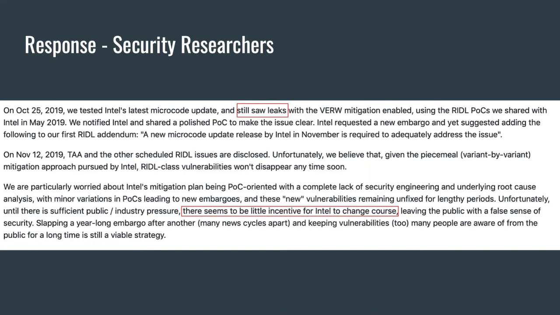And there seems to be little incentive for Intel to change course. There's no pressure from consumers to patch up these security vulnerabilities. The mitigations that they have released are not enabled by default. As a user, you have to know to go and enable these mitigations to protect yourself. And people just don't know, and there's no pressure for anything to change.